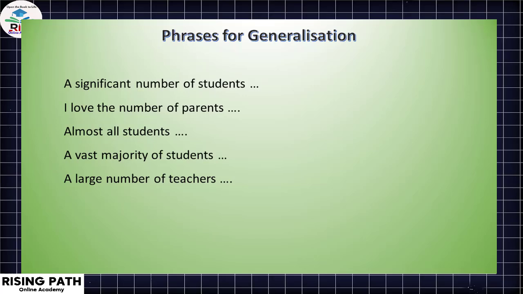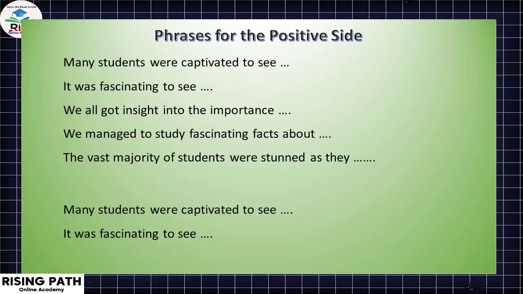And next we have the phrases for generalization. A significant number of students, a large number of parents, almost all students, a vast majority of students, a large number of teachers. Then if you are going to favor a certain issue, then these are some of the sentences or phrases which can help you.